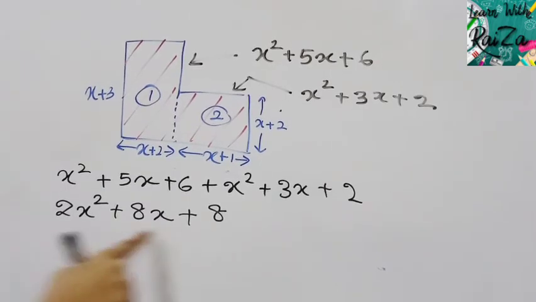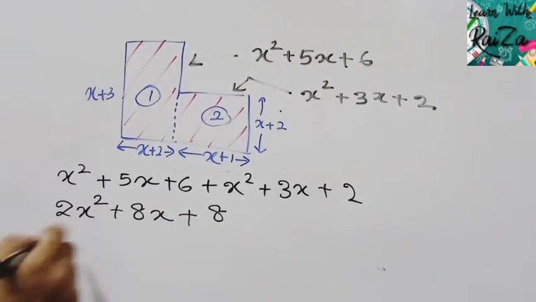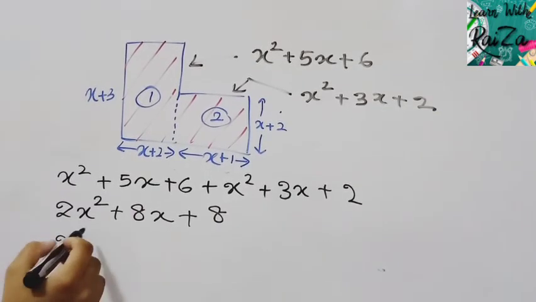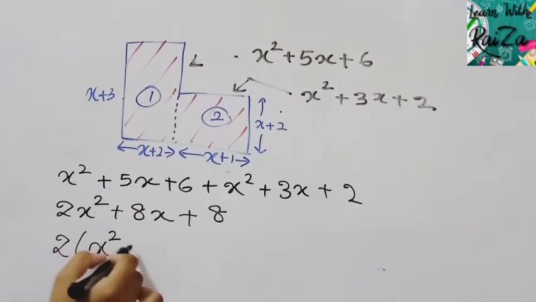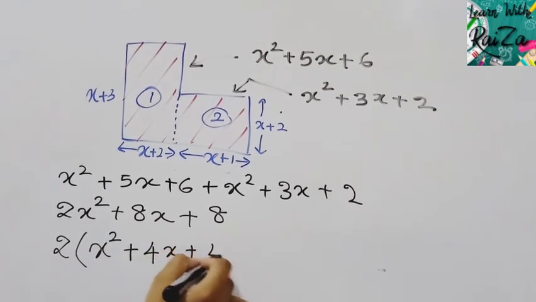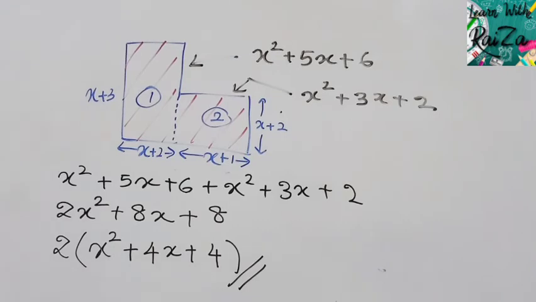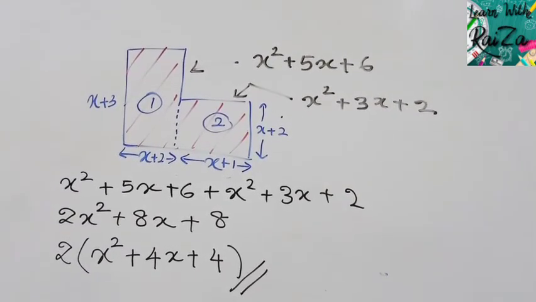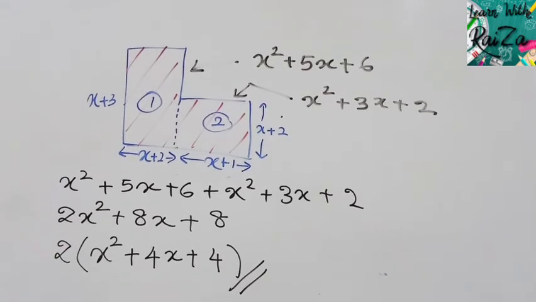And here you can see they all are even numbers. Get the common term out. That is the next lesson. So get the common term out. 2 times x squared, okay, plus here you get 4x plus 4. This is the final answer.